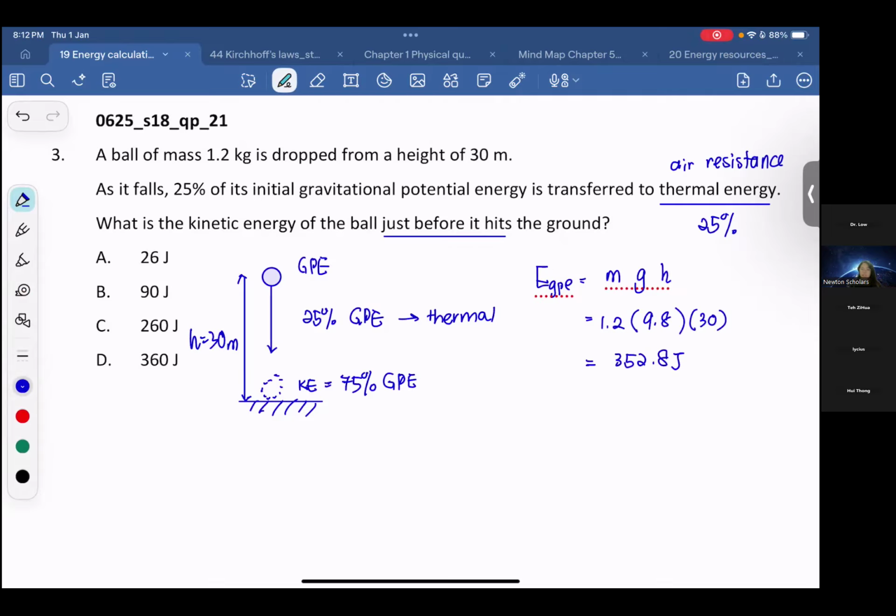Then at the end, kinetic energy is 75% of the GPE. My answer is here, I get 260 joule. Are you able to get the same answer? Okay, give me some reaction so that I know whether you're able to do it or not. If yes, then we can continue to the next question.